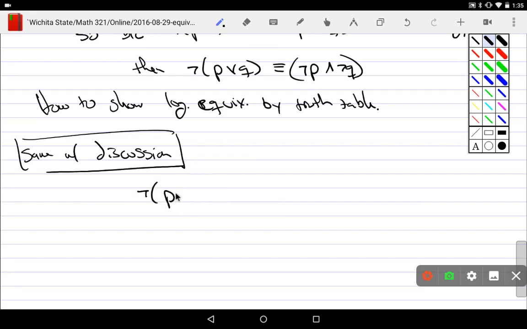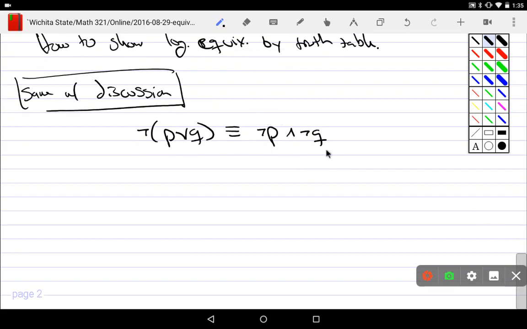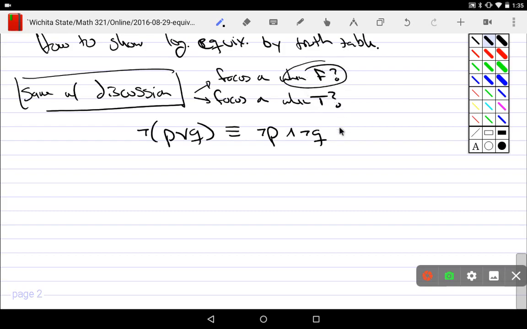So we have not (P or Q) is supposed to be the same thing as not P and not Q. And so we would look at this and make a discussion. You pick one of the sides, and you're either going to focus on when it's false, or you focus on when it's true. Because if you focus on when false, obviously every other possibility is true. If you focus on true, every other possibility is false. And normally you would choose the rare one.